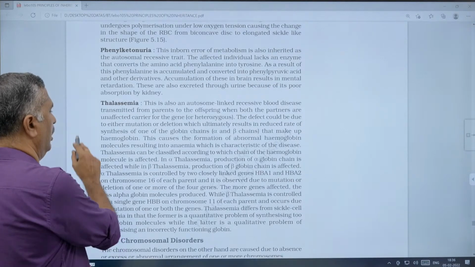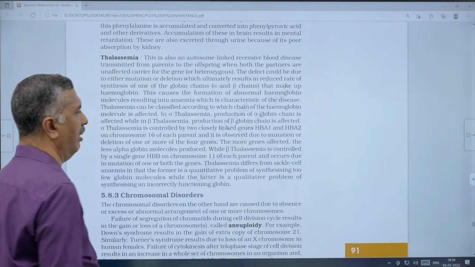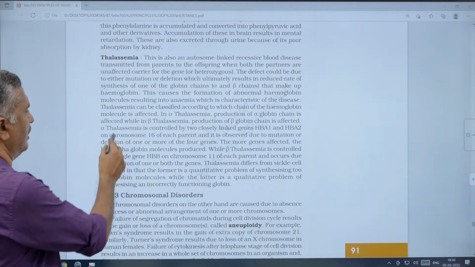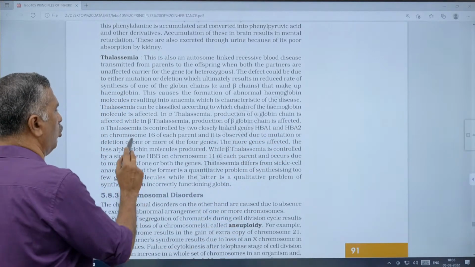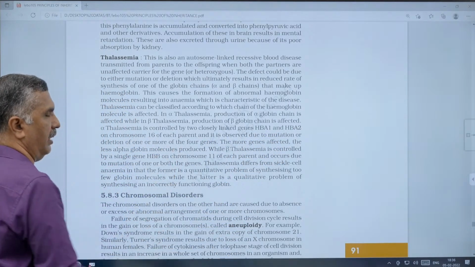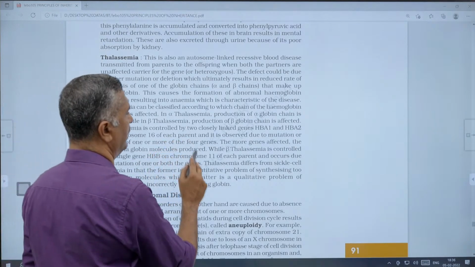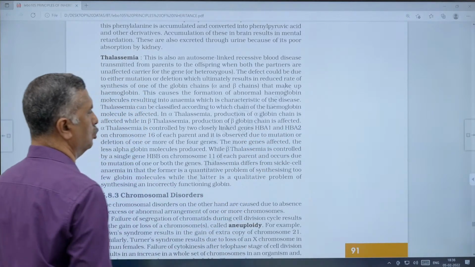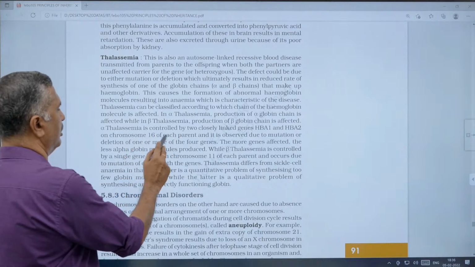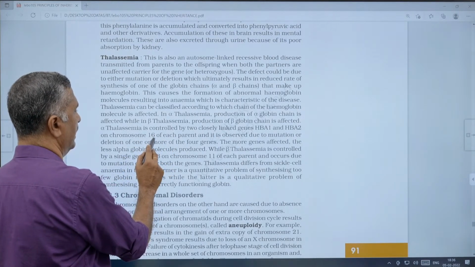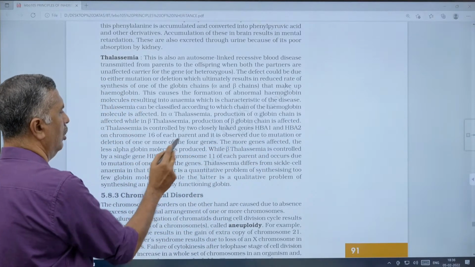And alpha thalassemia is controlled by genes, and you must learn their names: two closely linked genes HbA1 and HbA2. Alpha thalassemia is controlled by two closely linked genes HbA1 and HbA2 on chromosome number 16 of each parent. They are two genes, and in each parent they are located on chromosome number 16. Okay, and it is observed due to the mutation or deletion of one or more of the four genes.